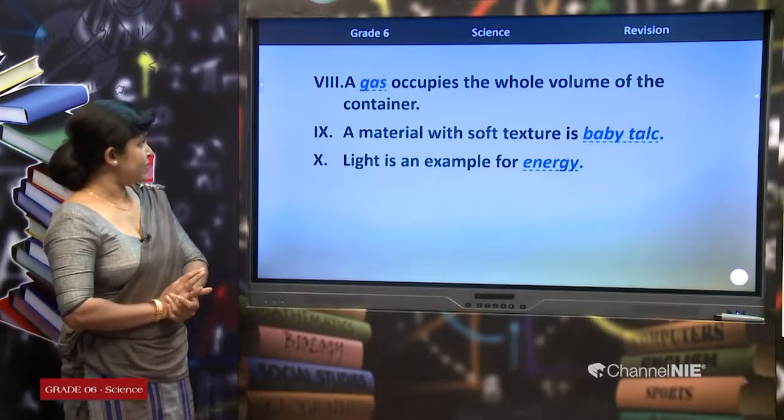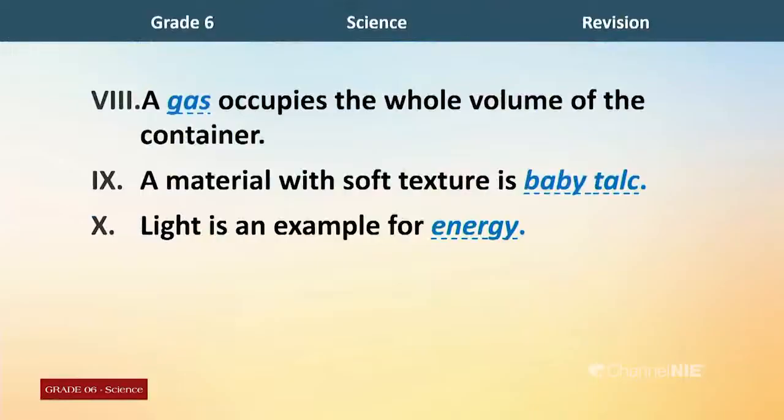Look at the last three questions. A gas occupies the whole volume of the container, and a material with soft texture is baby talc. Light is an example for energy. You see, the gases occupy the whole volume of the container. We have learnt it in unit 2.